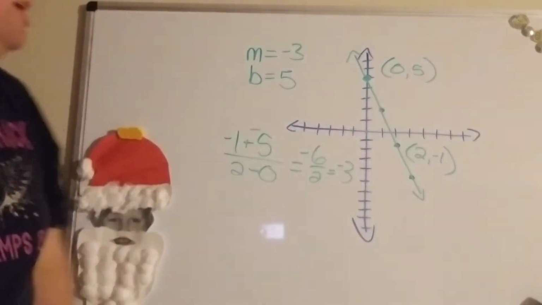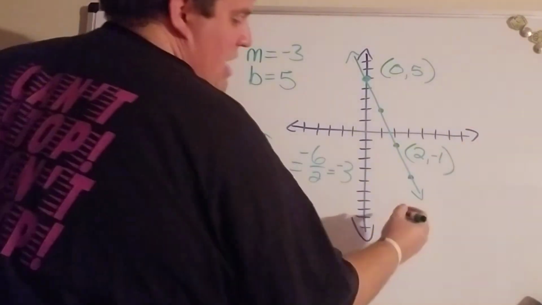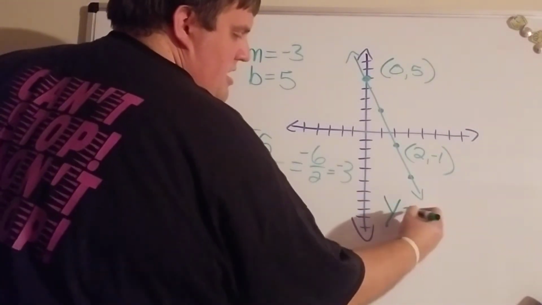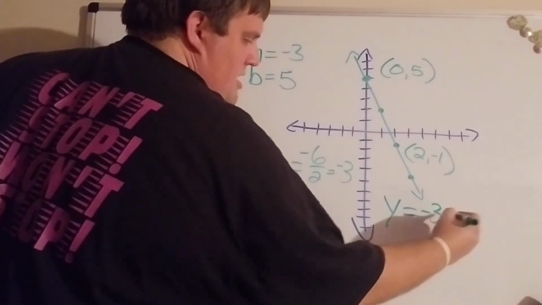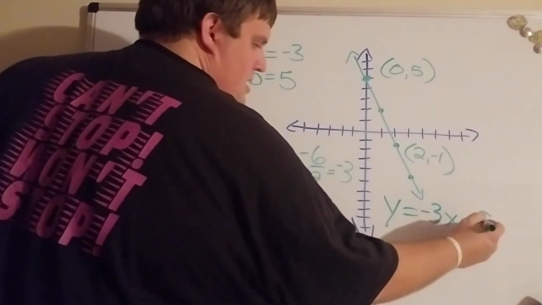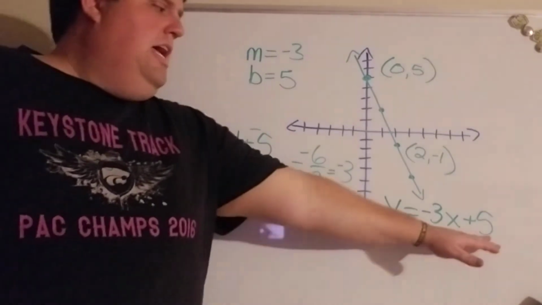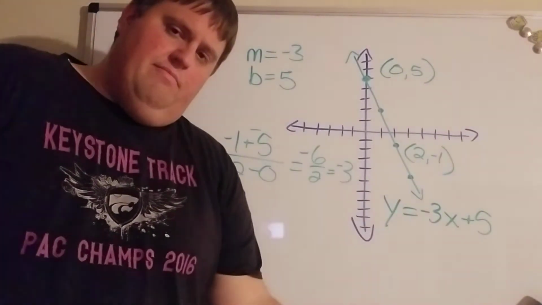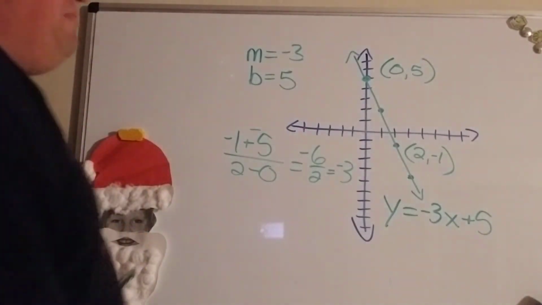Okay? So remember, now that I have those two things, I'm not quite done. I want to write the equation of this line. So we know the slope-intercept form, y equals mx plus b. We're always just going to plug in our slope and our y-intercept, and there is the equation of my line. That's pretty nice, right? Okay.